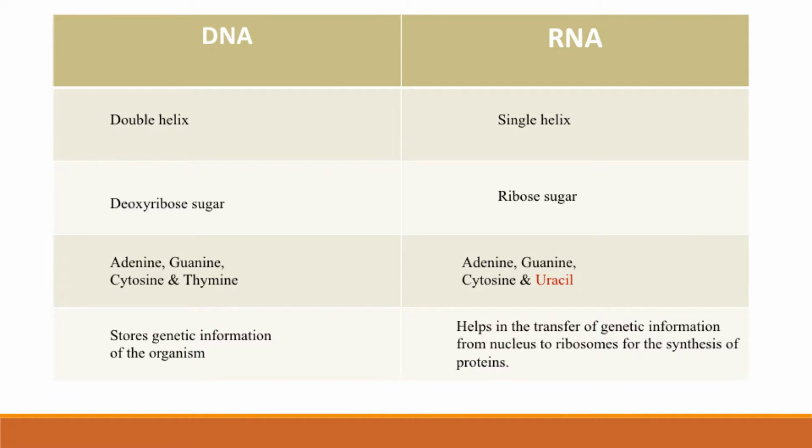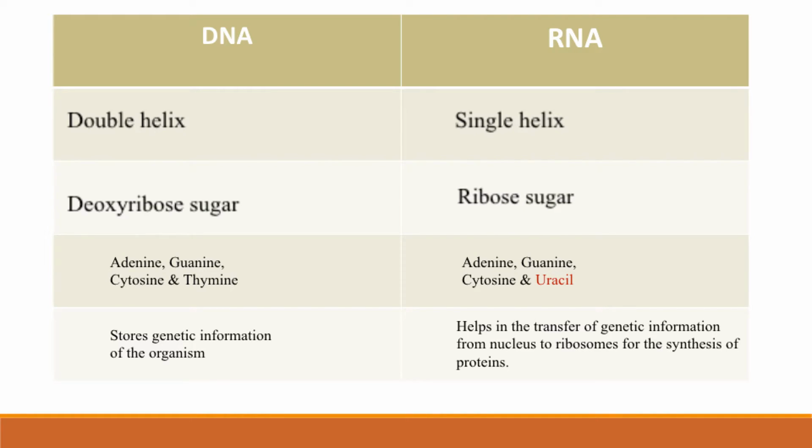Now we come to the final section of the lesson, that is the differences of DNA and RNA. Remember that DNA is a double helix structure because it has 2 polynucleotide chains linked by hydrogen bonds in the middle, while RNA is a single helical structure. The pentose sugar in DNA is deoxyribose because the oxygen is missing from the second carbon atom, while in RNA it is a ribose sugar because the oxygen or the hydroxyl group is present in the second carbon atom.